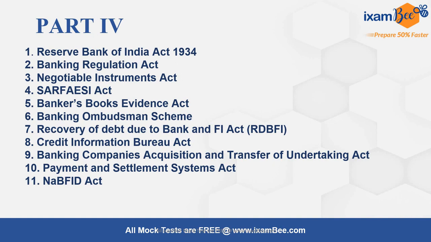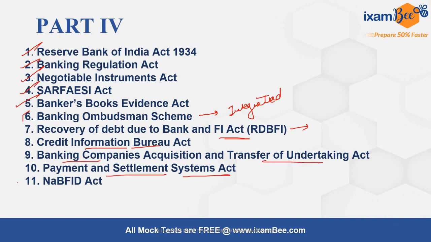Then Part 4 consists of your banking laws. Reserve Bank of India Act, Banking Regulation Act, NI Act, SARFAESI, Bankers' Books Evidence Act, Banking Ombudsman Scheme. This has been omitted and has been replaced by the Integrated Ombudsman Scheme. So revise the Integrated Ombudsman Scheme instead of the Banking Ombudsman Scheme. Then RDBFI, Recovery of Debts Due to Banks and Financial Institutions. This has also been renamed. Credit Information Companies Act, Banking Companies Acquisition and Transfer of Undertakings Act, Payment and Settlement Systems Act, NaBFID Act, National Bank for Financing Infrastructure and Development Act.